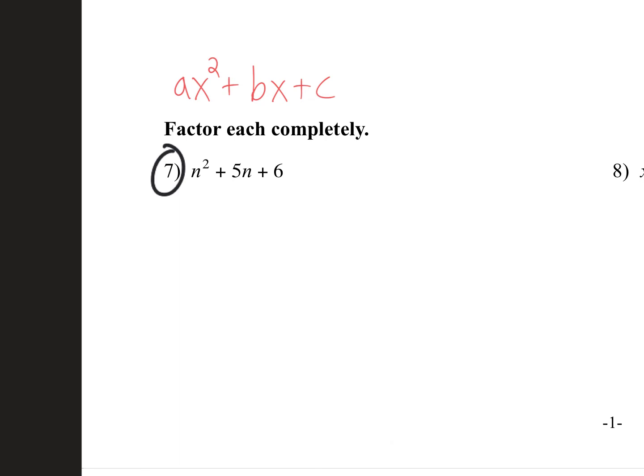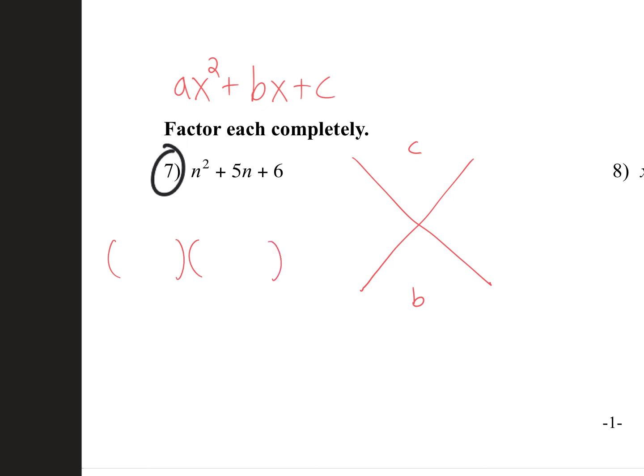So what we're going to do is it's not really a diamond, it's kind of an X, but I call it the diamond method. We're going to put c on top, b on the bottom, all right? So we have n squared plus 5n plus 6. So what we're trying to do here is we're trying to figure out this.